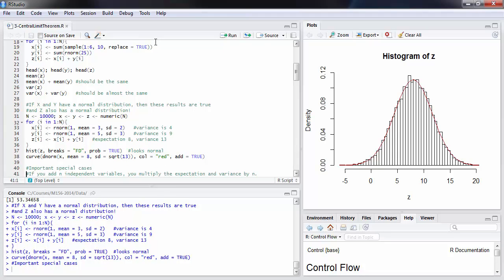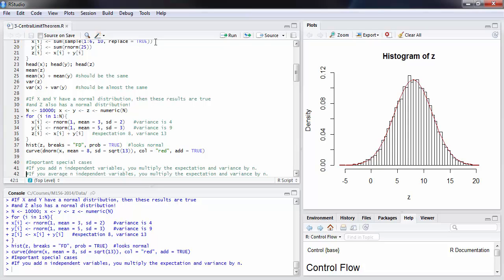Think about what would happen if you added n of these variables together. If you add together n independent variables, you will multiply the expectation by n, and you will also multiply the variance by n. If instead of adding you average, you multiply the expectation and variance by n, but then you divide the variance by 10, and you leave the expectation unchanged.